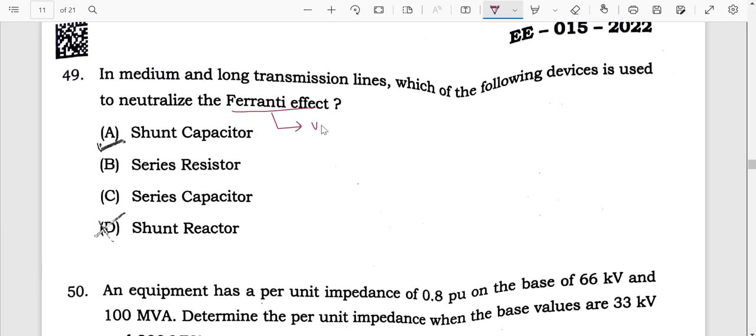Ferranti effect means the receiving end voltage should be greater than the sending end voltage at no load condition. So you know that's the point. Now in order to control the higher voltage, we are going to use a shunt reactor to absorb the extra reactive power generated by the capacitance effect and to neutralize it. So a shunt reactor we are going to use here.